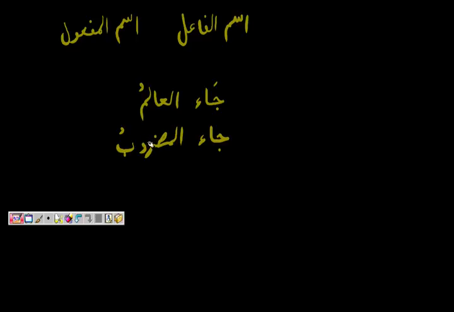In both cases, this word is fa'il, the doer, and that's why it's marfu'. But in this case, the word itself is ismul fa'il because it's the one who knows. In this case, the word itself is ismul maf'ul because it is the one who is known. Make sure that you are keeping those two concepts separate in your mind. Ismul fa'il is different from fa'il. Ismul maf'ul is different from maf'ul. So let's quickly go through the ismul maf'ul of those words that can form an ismul maf'ul.